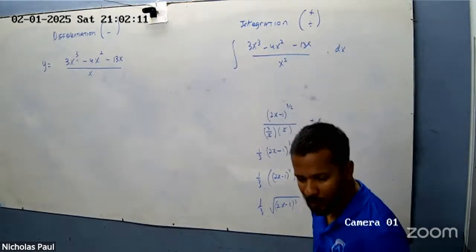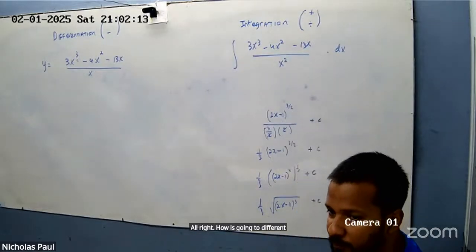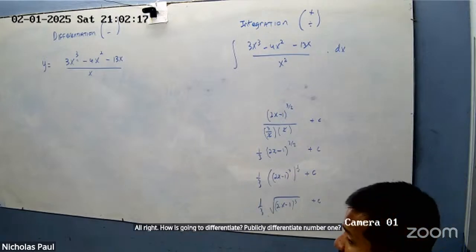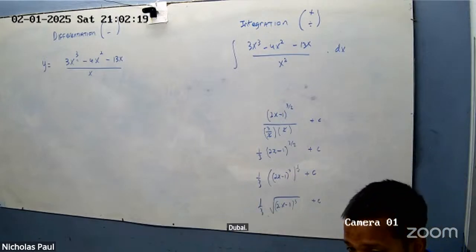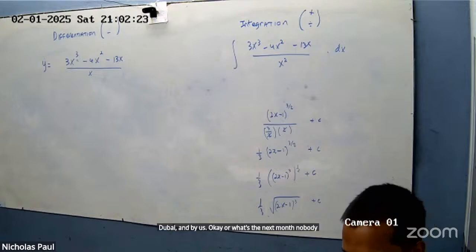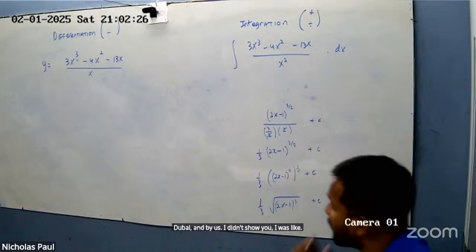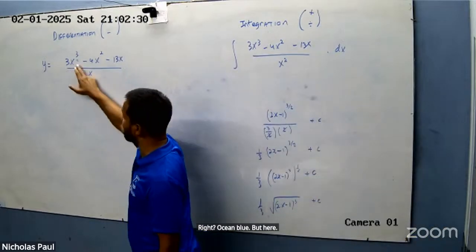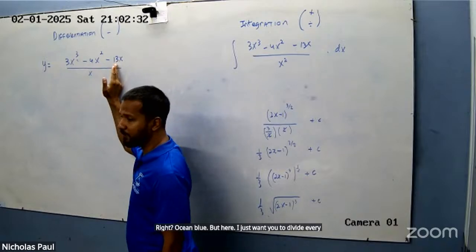Right. How are you going to differentiate this? How are we going to differentiate number one? Divide every term by x. Right? Or what's the next method? Anybody remember? I didn't show you the quotient rule, right? Quotient rule. But here, I just want you to divide every term by x, then differentiate them.